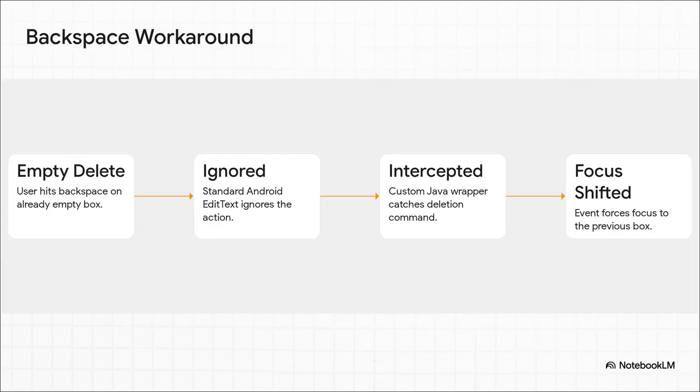So how in the world did they fix this? Well, the developer built a custom OTP box Java class that acts as an input connection wrapper. This wrapper essentially sits between the keyboard and the app, and it actively intercepts specific low-level deletion commands, like delete surrounding text, straight from the keyboard itself. By catching that empty delete, it fires a custom event back to the B4A code and manually bounces the user's cursor backward to the previous box. It is a highly elegant native solution to a really stubborn quirk.